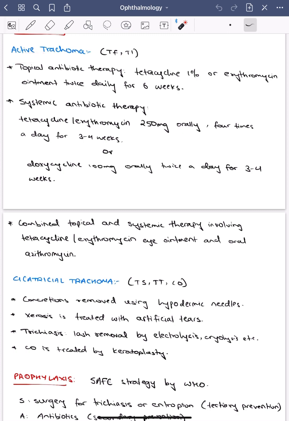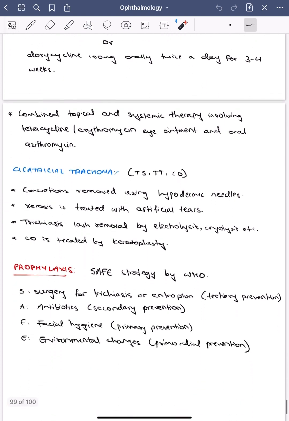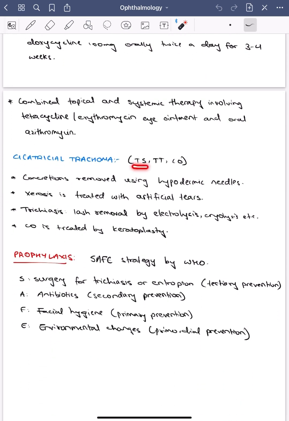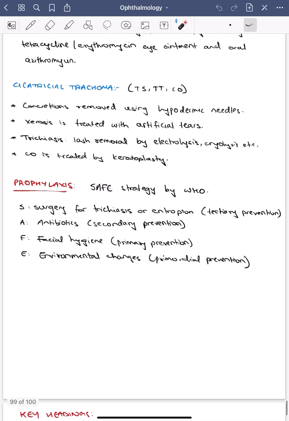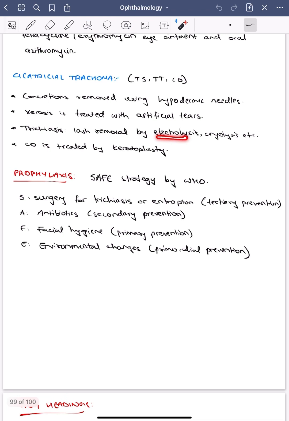Now treatment for cicatricial trachoma, and this involves the WHO stages of trachomatous scarring, trachomatous trichiasis, and corneal opacity. So basically it is the treatment of these three clinical features. The first is that the concretions can be removed using a hypodermic needle. And remember, concretions are the conjunctival signs seen in cicatricial trachoma. Then xerosis can be treated using artificial tears, and trichiasis can be treated by lash removal by electrolysis or cryolysis, and finally corneal opacity is treated by keratoplasty.